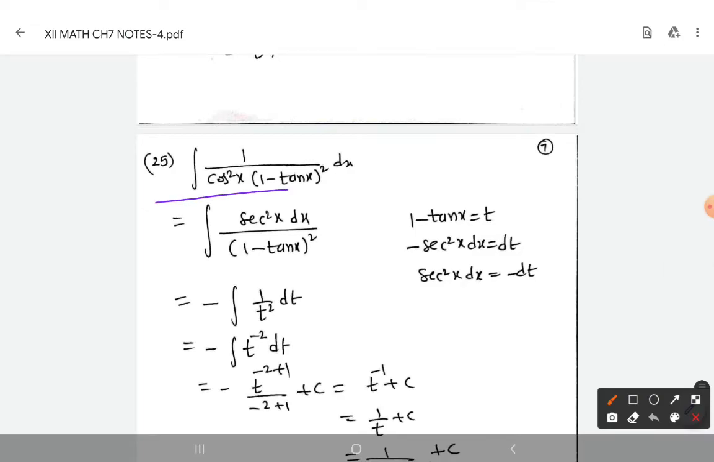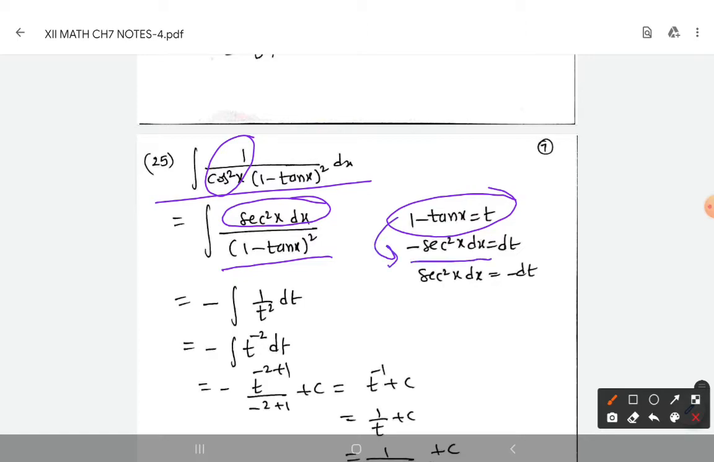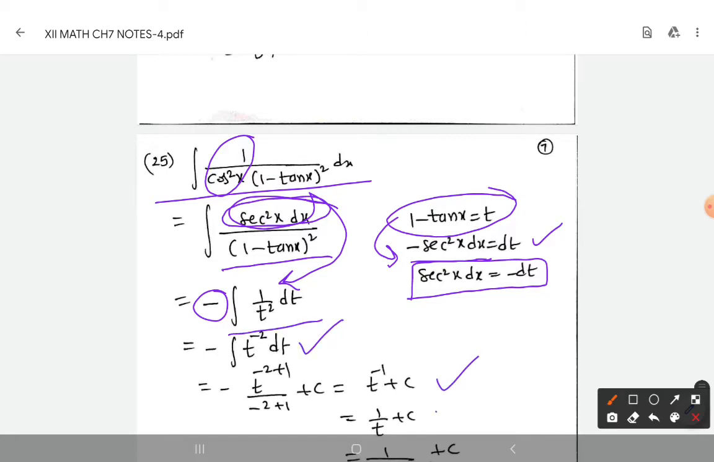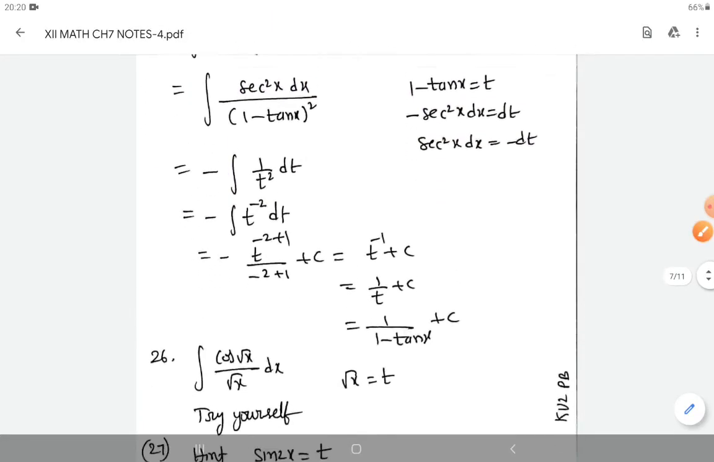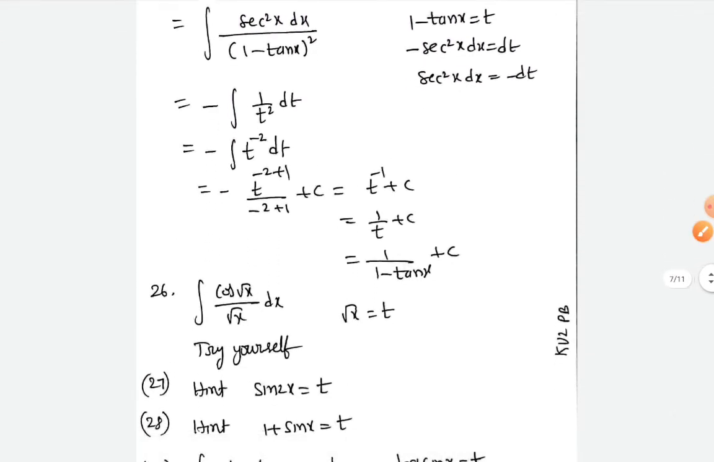25th question, integration of 1 by cos square x into (1 minus tan x) whole square into dx. So write 1 by cos square x as secant square x dx by (1 minus tan x) whole square. So take 1 minus tan x is equal to t. You should not take t square, only 1 minus tan x is t. The derivative is 0 minus secant square x into dx equals dt. So secant square x dx is equal to minus dt. So this is replaced with minus dt, so minus is outside, into 1 by t square. So integrate t power minus 2 by using the n plus 1 by n plus 1 formula. My maximum questions are based on the n plus 1 by n plus 1 formula.